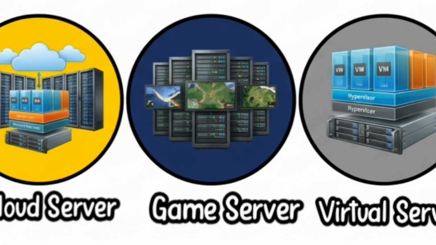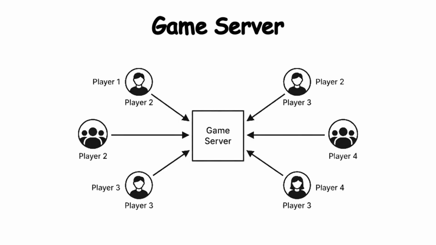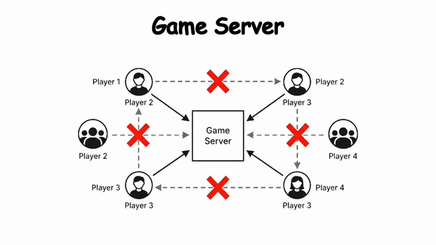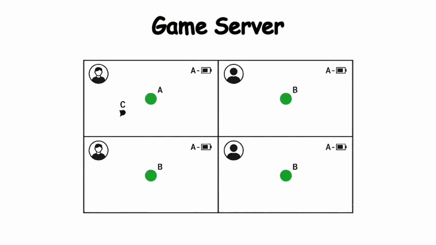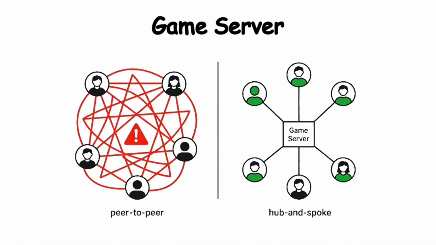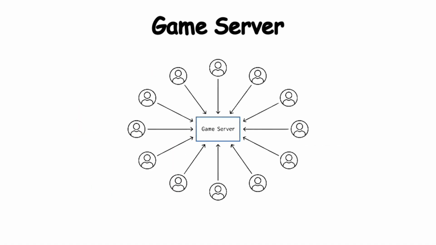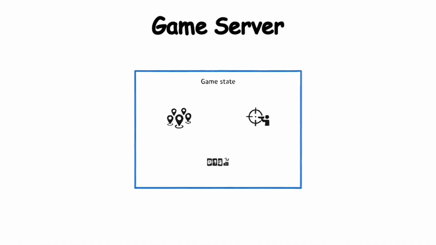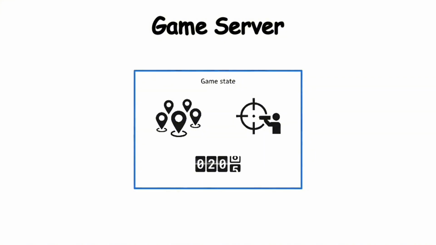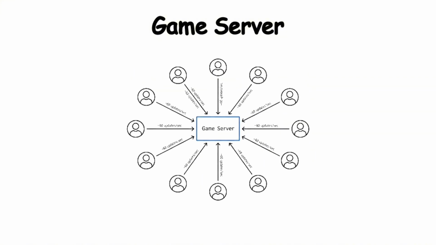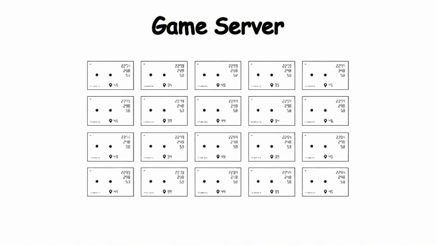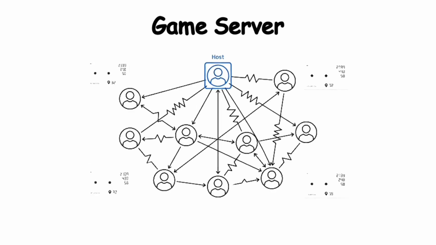Game server. A game server runs a multiplayer session and keeps all connected players synchronized in real time. When you play online, you and every other player connect to one game server, not to each other. That server tracks every player's position, every shot fired, and every score update, then broadcasts that state back to all players dozens of times per second.